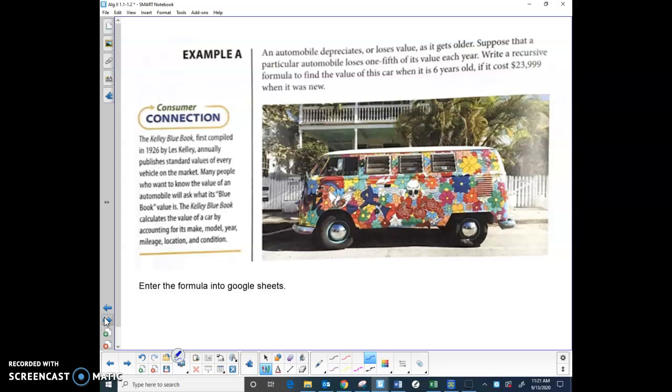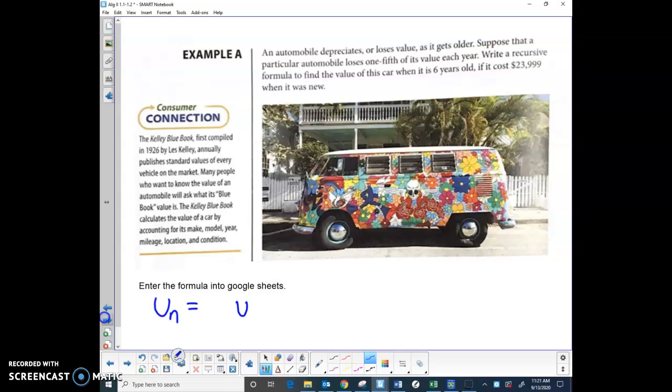Suppose that a particular automobile loses 1/5 of its value each year. We're going to write a recursive formula to find the value of this car when it is 6 years old if we paid $23,999 when it was new. So we're defining this for however many years down the road we're going to have this car.